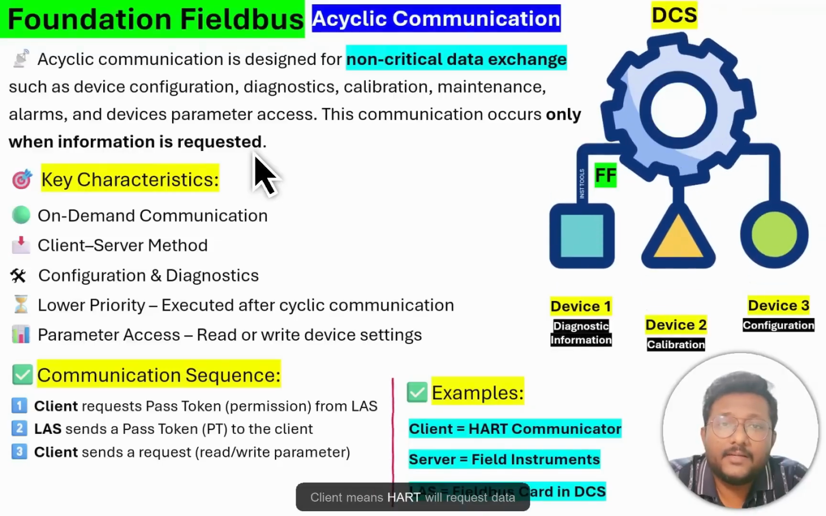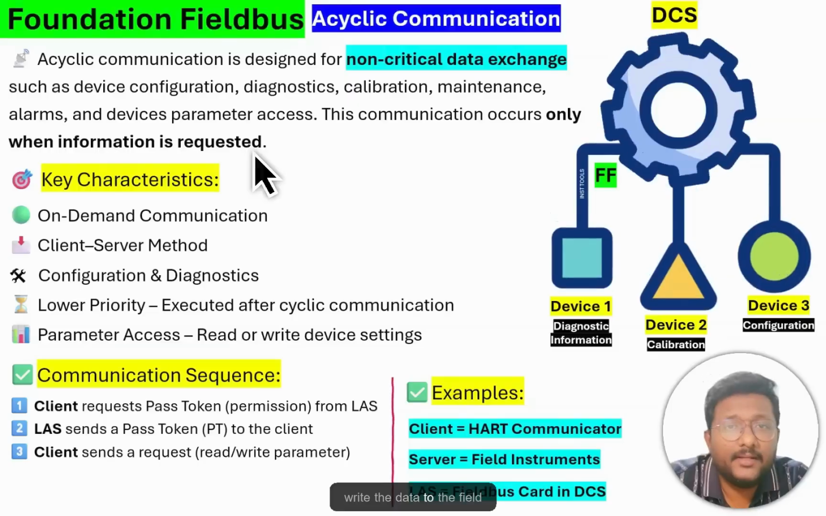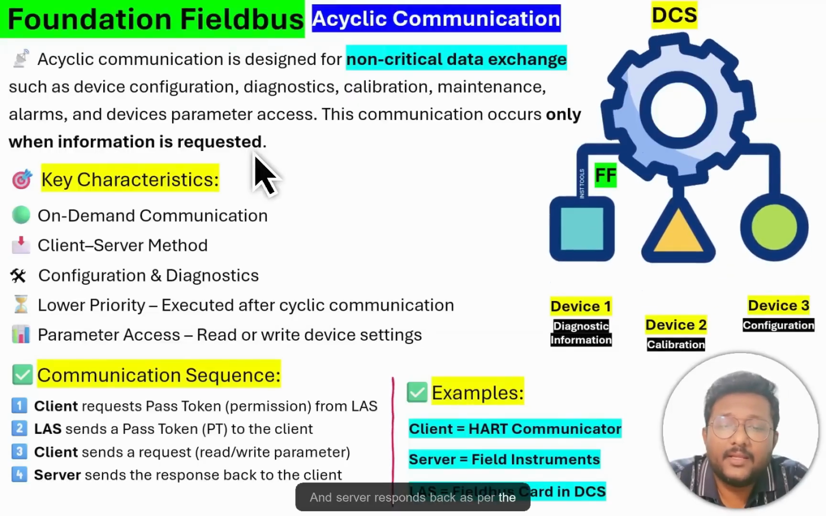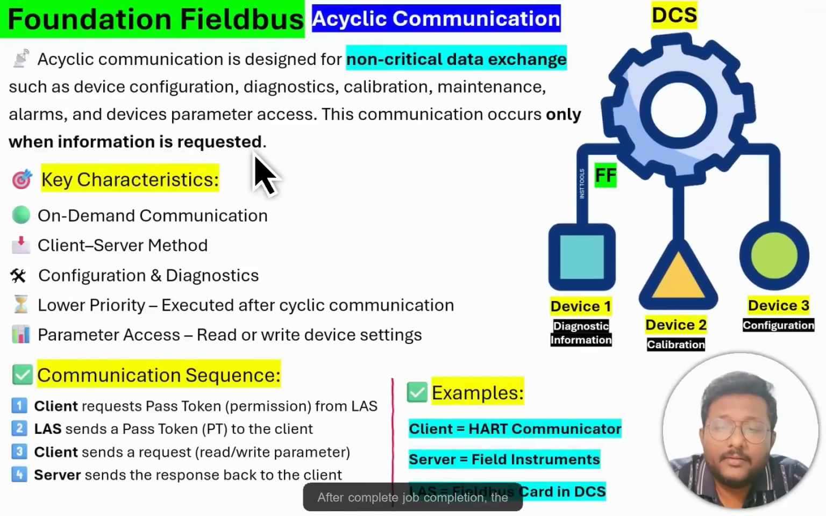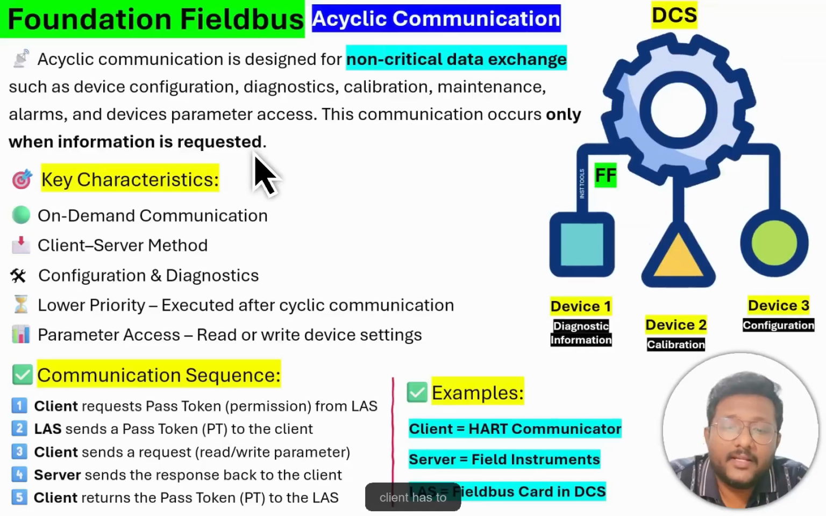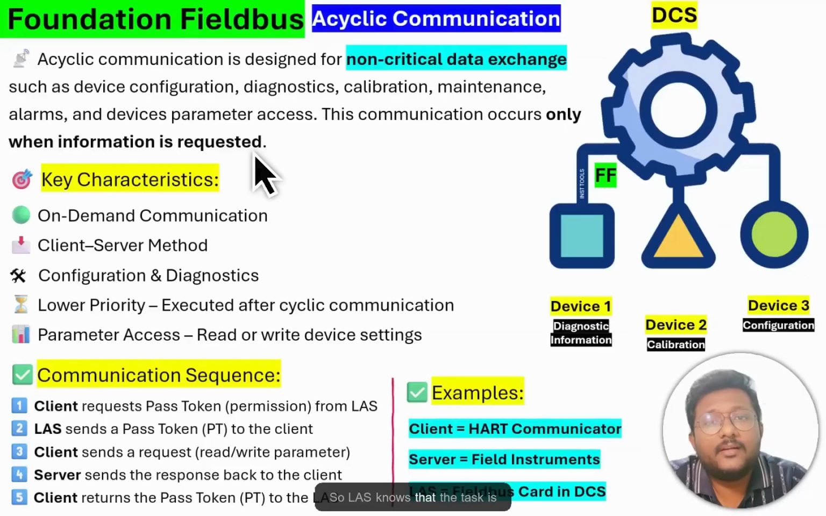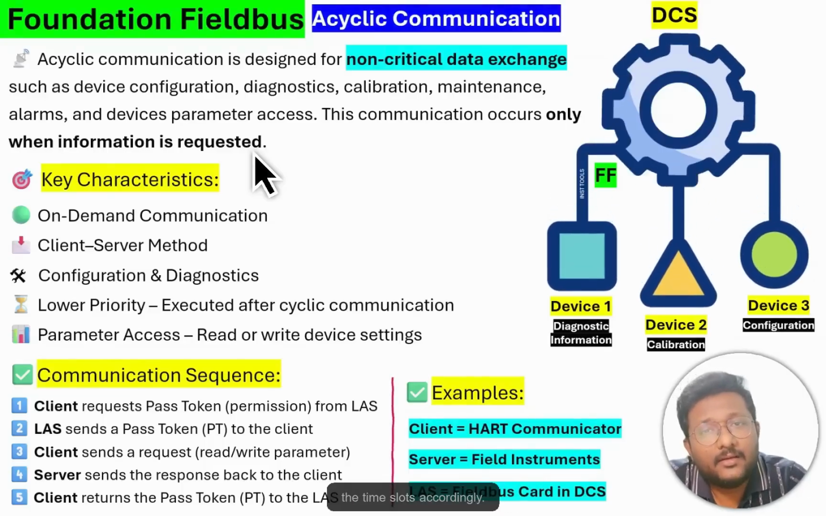Client means HART will request data from the field instrument or HART will write the data to the field instrument, in any case. And the server responds back as per the client request. After complete job completion, the client has to return the pass token to the LAS. So LAS knows that the task is completed and again it will update the time slots accordingly.